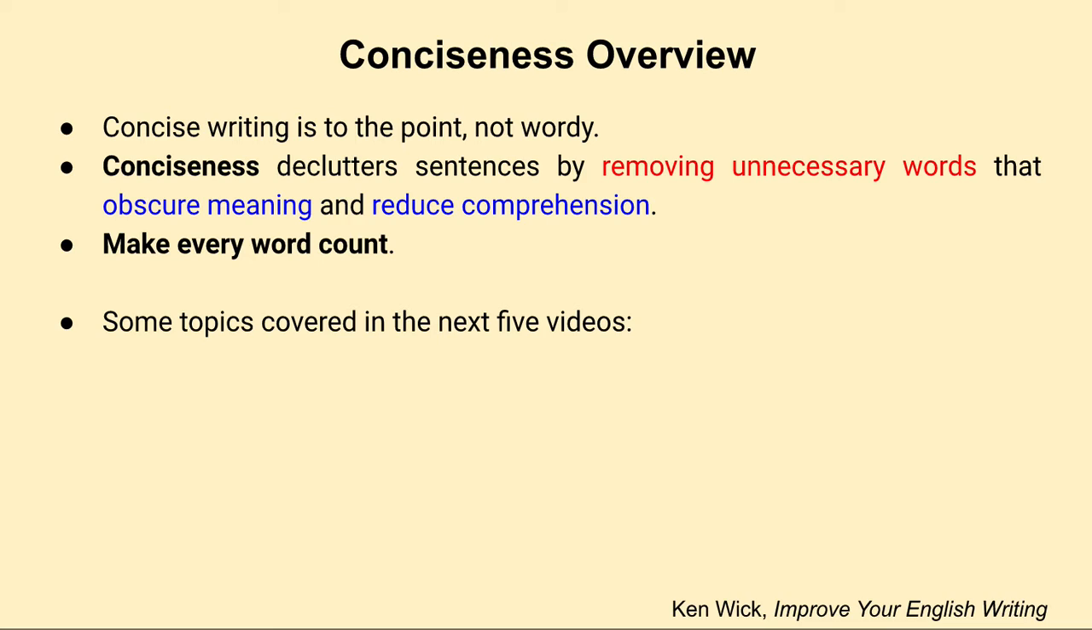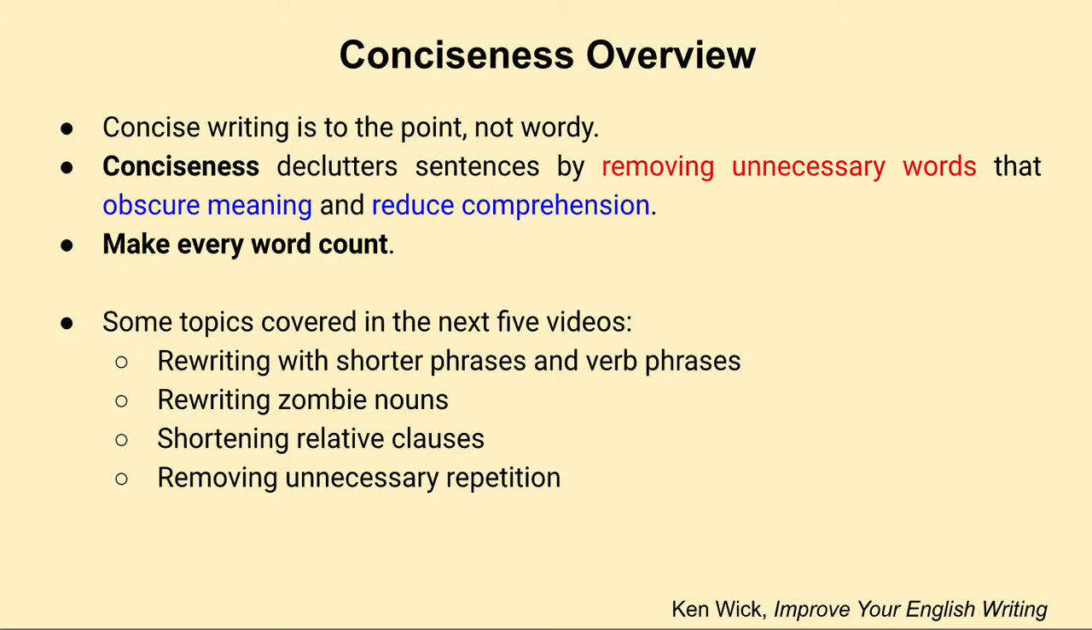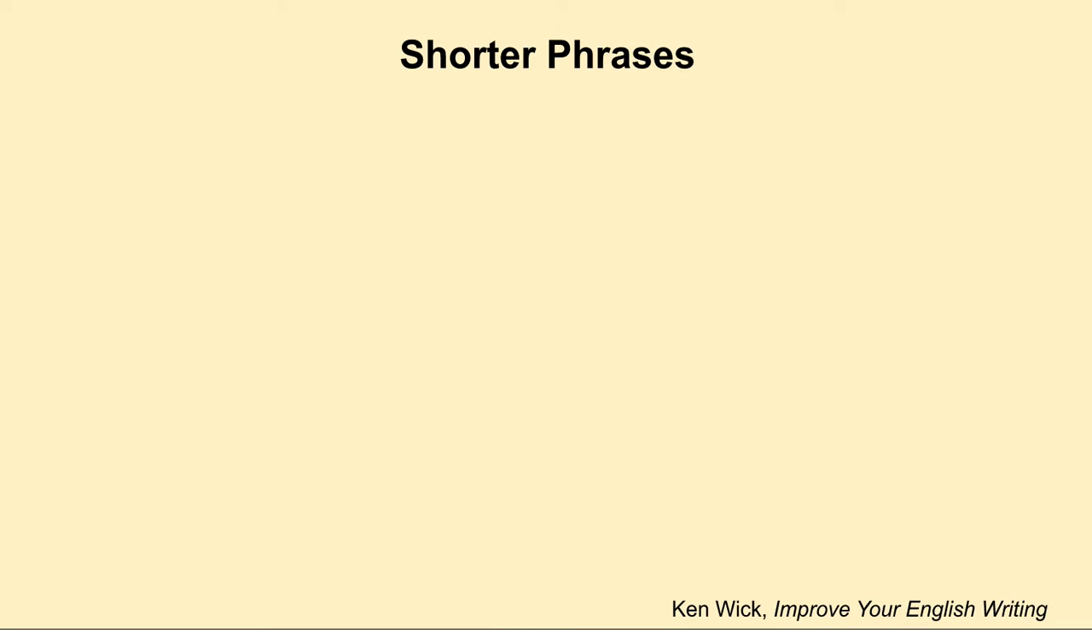Some topics covered in the next 5 videos on conciseness are rewriting with shorter phrases and shorter verb phrases, rewriting zombie nouns, shortening relative clauses, removing unnecessary repetition, and finally, rewriting prepositional phrases. So let's move on to this first bullet item. The rest of this video covers the first part of the first bullet. So let's talk about shorter phrases.